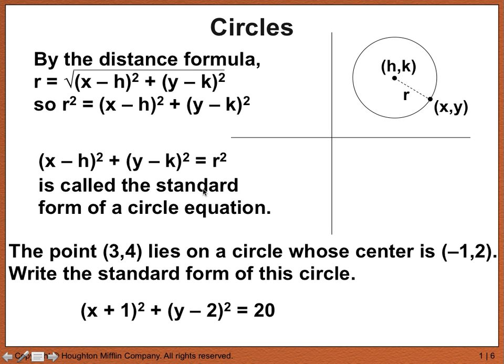You can use those 4 to find the radius. Just plugging in 3, 4 for x and y, and then -1, 2 for h and k will give you the radius. And when you find the square of that radius, you get 20, because the radius is root 20, and root 20 squared is 20. So the way I write the standard form of the circle is x minus h, and since h is -1, x minus -1 is x plus 1, and then I have y minus k, and since k is 2, I have y minus 2. So this is the standard form of the circle.